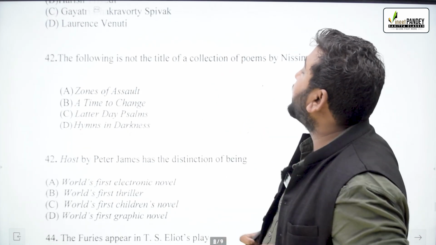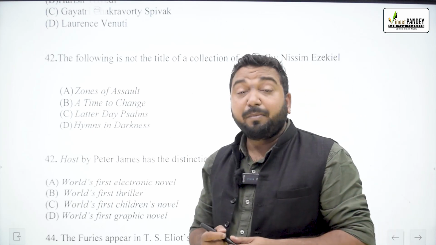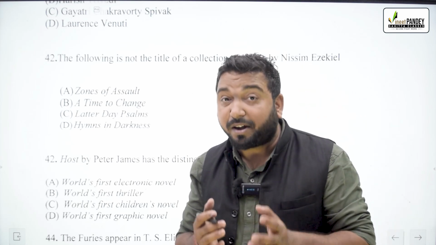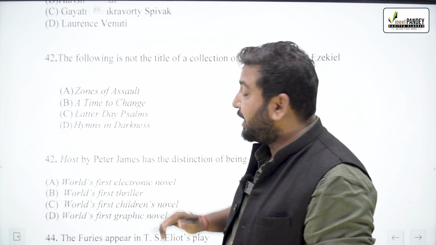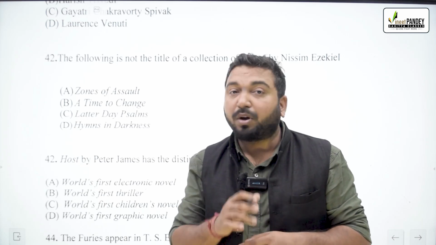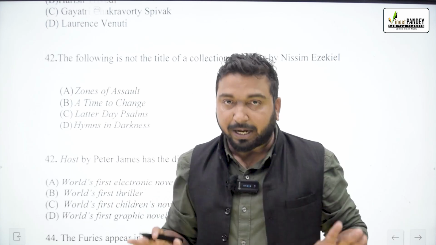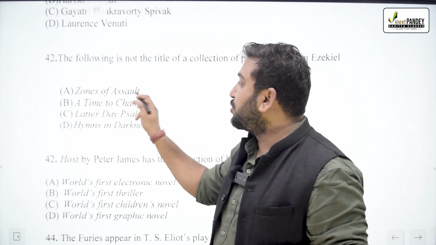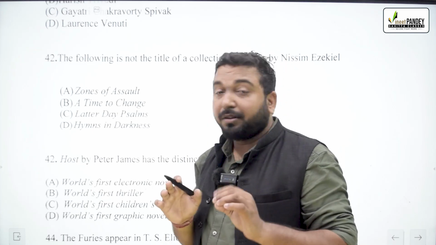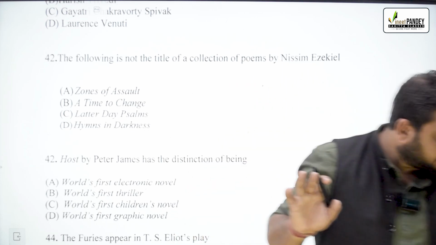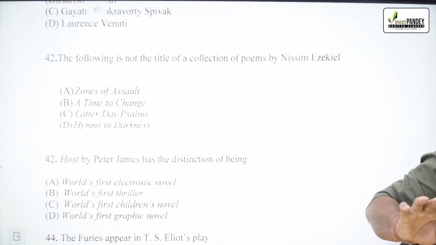Now, the following is not the title of a collection of poems by Nissim Ezekiel. Which of these collections is not Nissim Ezekiel's? When I went for this, I found that B, C and D are all well known to me. I attempted this test paper without any help, so I went for my guess, Jones of Assault. Yes, it's a work written by someone. Here I will add something, okay? What was its number? 42, right? Say yes, yes, it's a work.